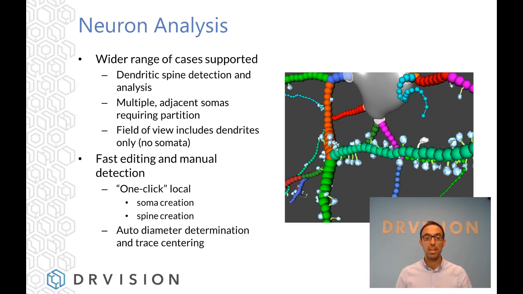The diameter and centering of the manually drawn dendrites is now done automatically. Previously, we could already draw in 3D using the dendrite pencil, but if you were to draw outside of the dendrite, it wouldn't recenter it, and that caused some frustration. So we've added some functionality to recenter the dendrite trace and also adjust the diameter in real time.